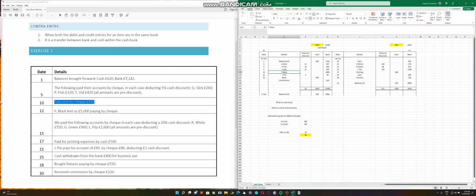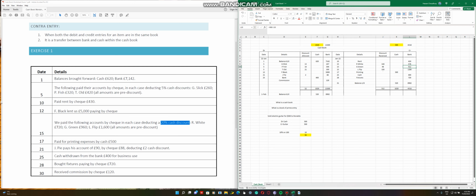Now the next thing over here, we paid the following account. So notice this is the moment where we're paying others. So you've got R White, G Green, L Flip. So R White, we owe him 720. However, we're getting 20% cash discount. So first of all, we calculate the discount, which is 20% of 720, as you can see here. And the rest is what we actually pay him. So 576 is the final amount. How do we calculate 576? 720 minus the discount, we get 576. The same way we've done it for the other accounts.